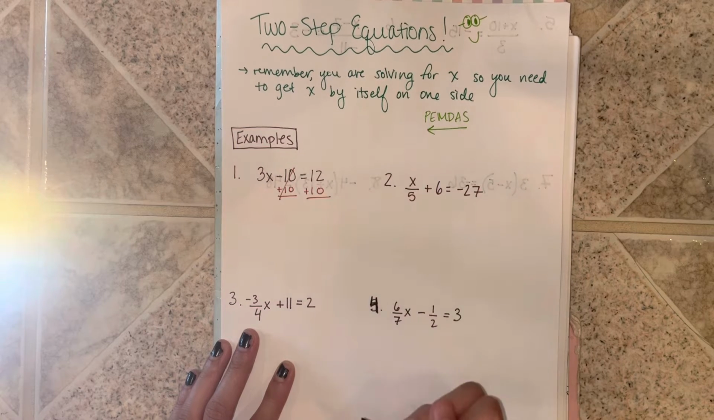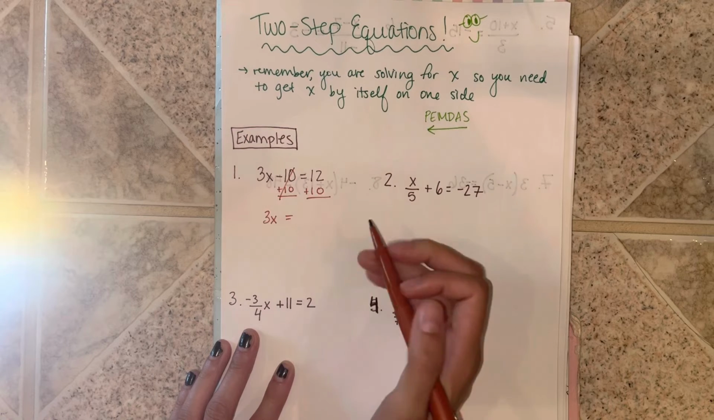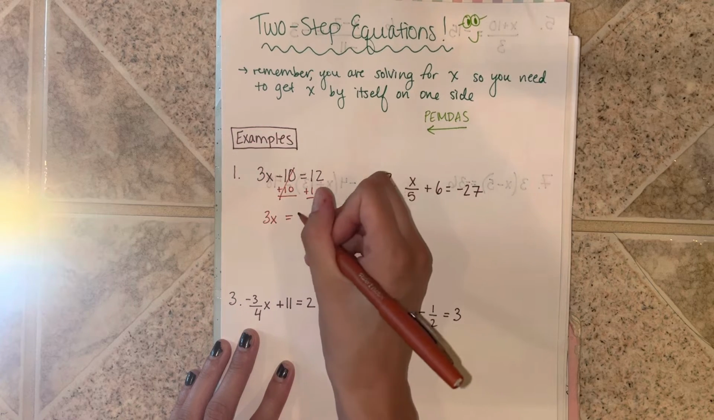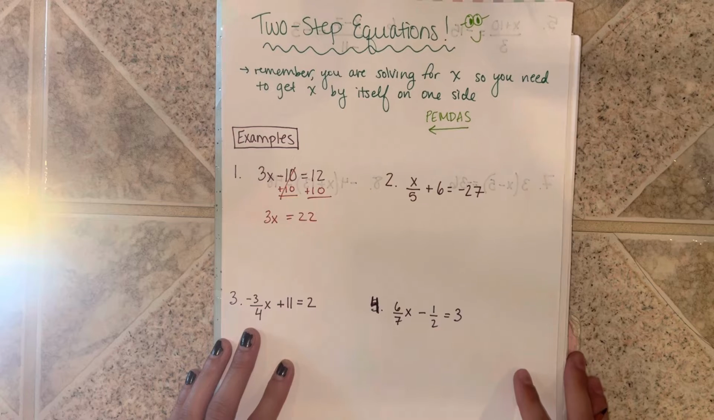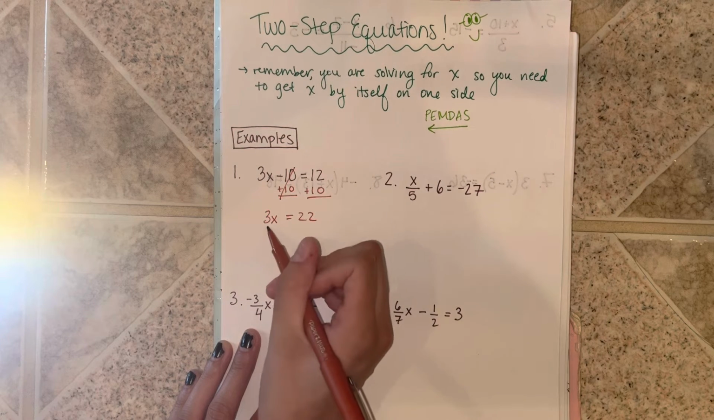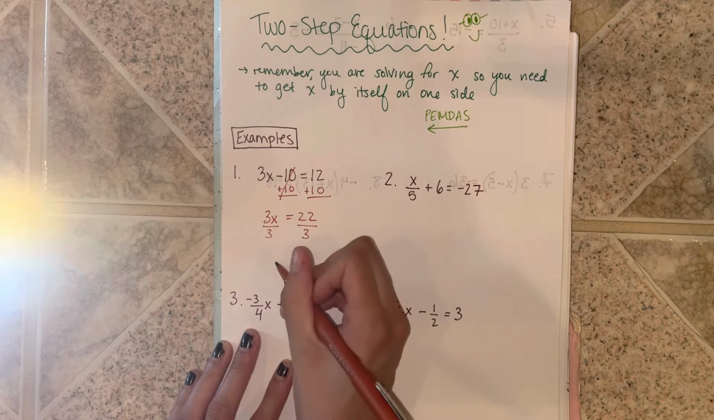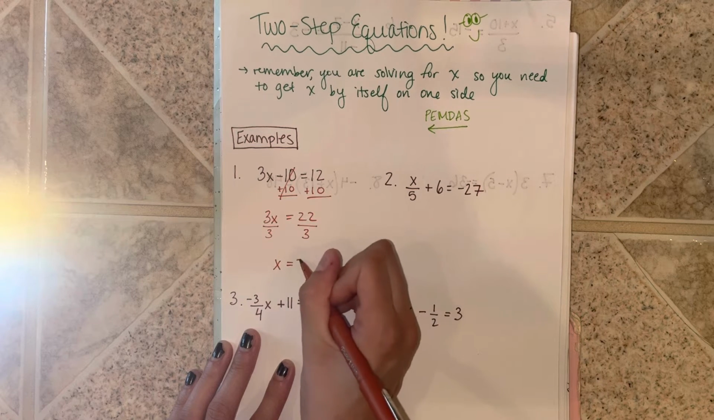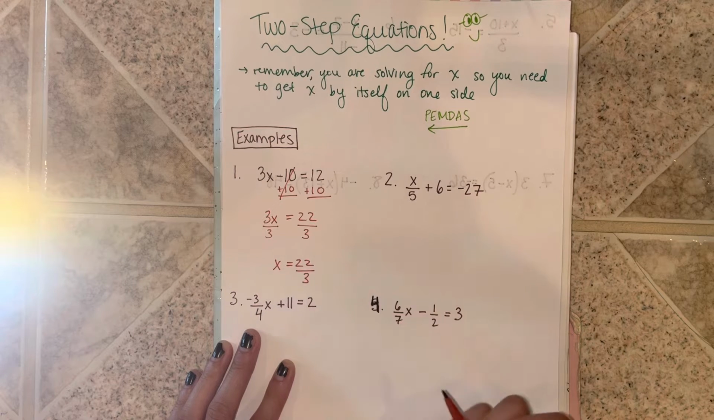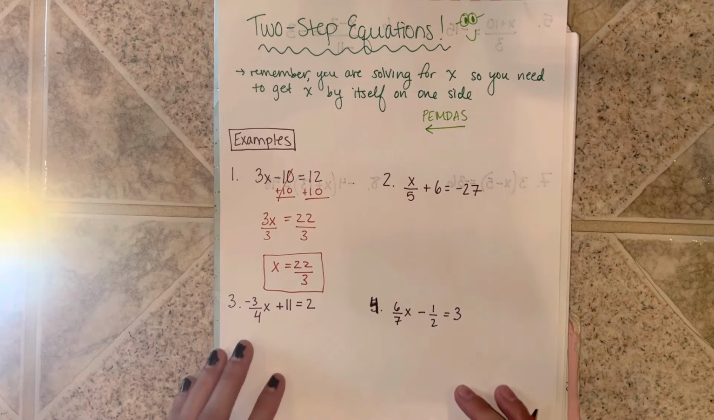So that cancels out to 0. So then we just have 3x on this side. And then we have 12 plus 10, which is 22. Okay. Then we have the 3 times the x, so we got to divide, and then we have x is equal to 22 over 3. And that cannot be simplified more, so that's our answer.